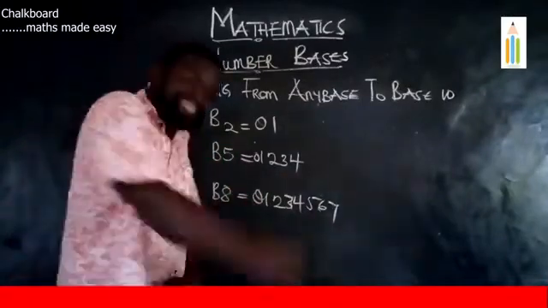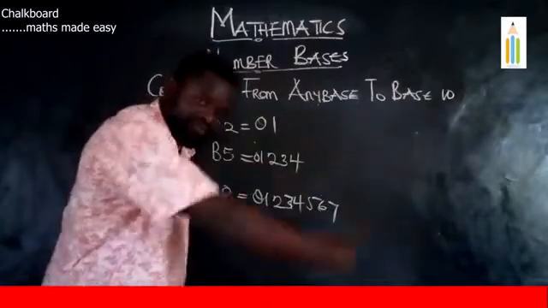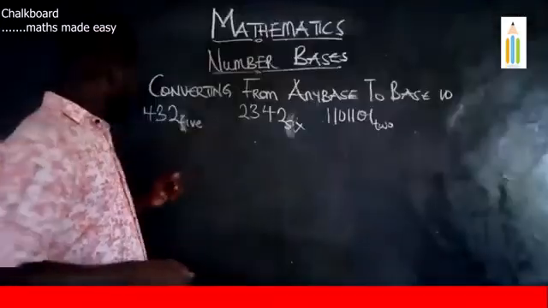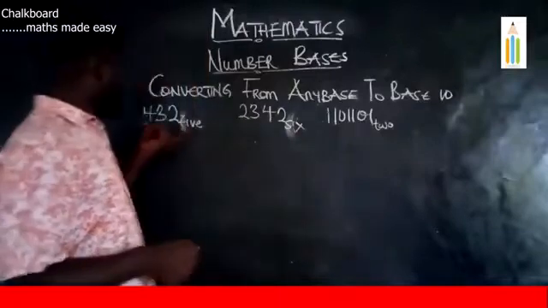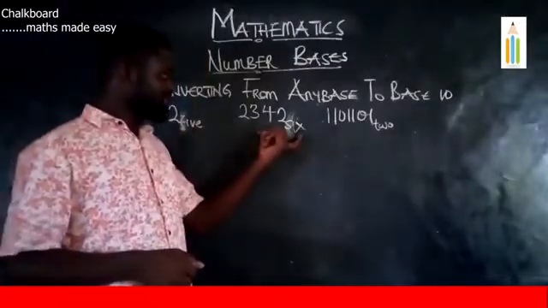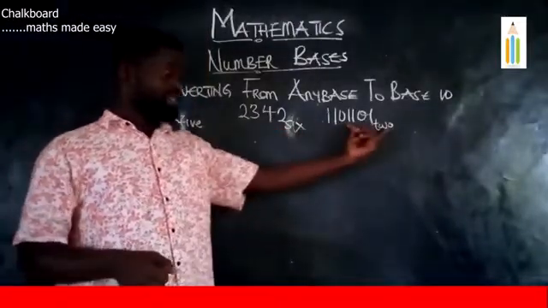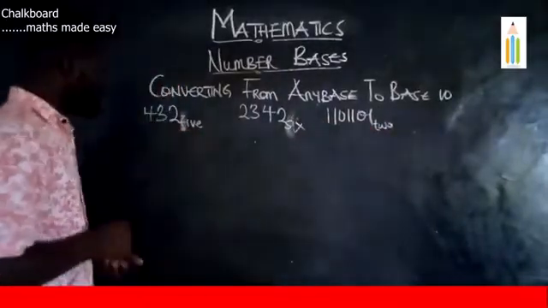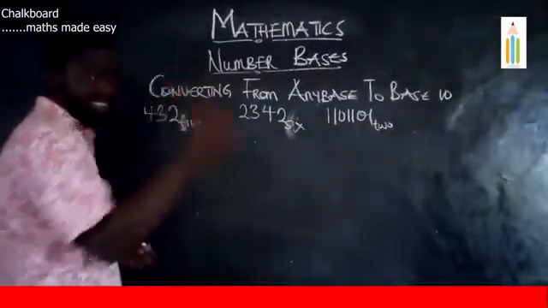So under base 6, it will start from 0 to 5. Are we good? Now, we are taking these 3 examples. We are converting this to base 10. We are converting this also to base 10. We are converting this to base 10. So now let's start with this. We are converting 432 base 5 to base 10.